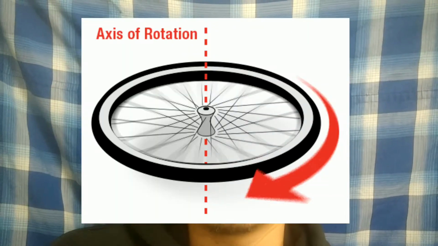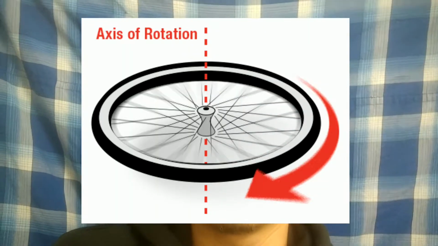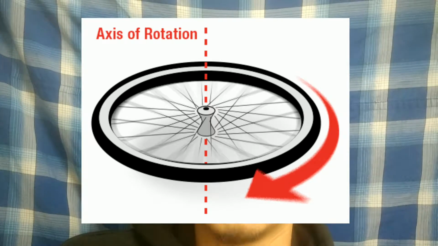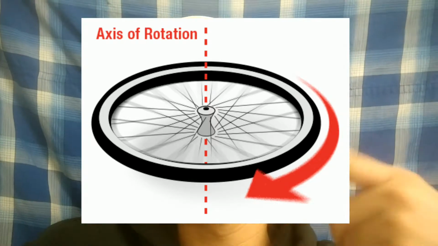Okay, for angular motion, there is a rotation around an axis in a line. The axis is perpendicular to the plane in which the rotation occurs. So in the straight line, there is a rotation along the axis.